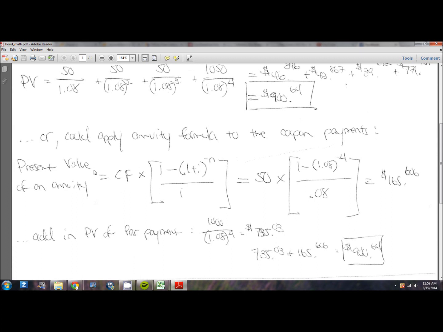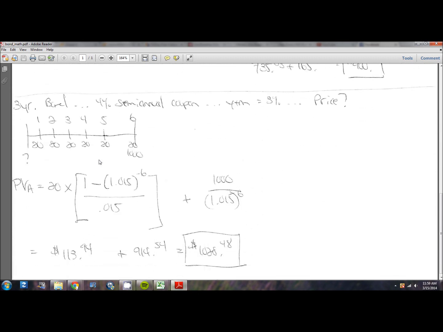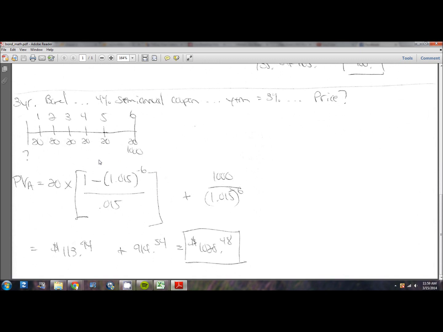Those are two different ways to solve a bond problem using strictly formulas, not using the calculator and its time value of money applications. Here's a second example, though, that we'll move through a little bit more quickly simply because we kind of now have the hang of it. But I wanted to show you how a semi-annual coupon would differ from an annual coupon, since most of the bond problems you do are on a semi-annual basis.